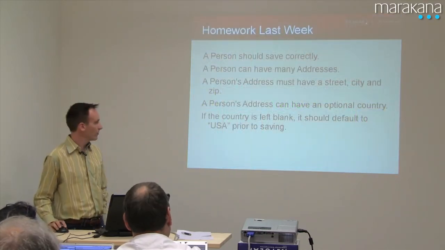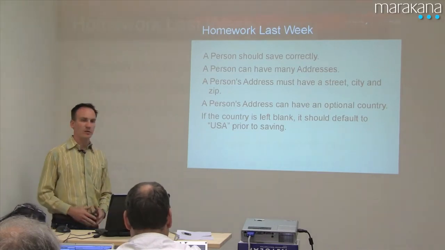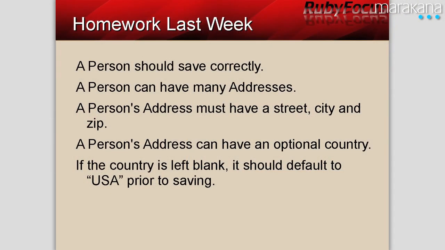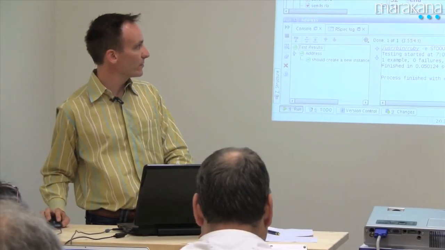We had this other rule here. A person's address can have an optional country. And if the country is not there, then it should default to USA. How are we going to do that? So first, I need to actually add a country attribute.